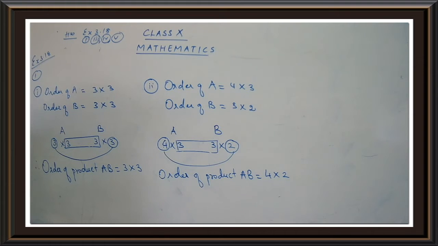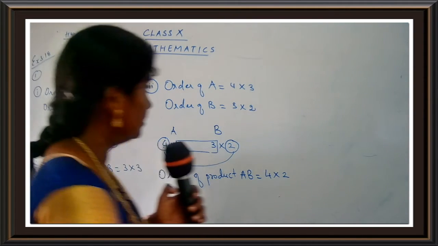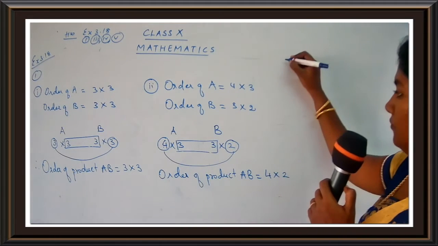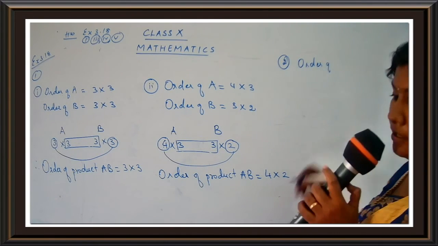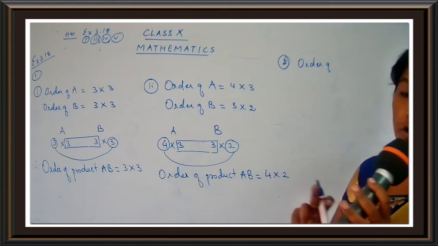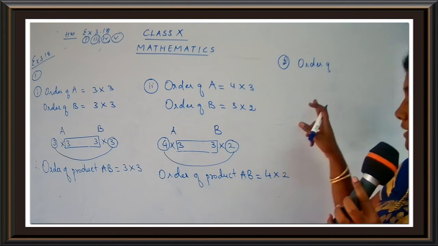If A is of order P cross Q, so they have given you here, the order is given to you. I am just writing the answer. Have you taken down the question? Take down the question. You are not going to write the answers directly, children. So take down the question.